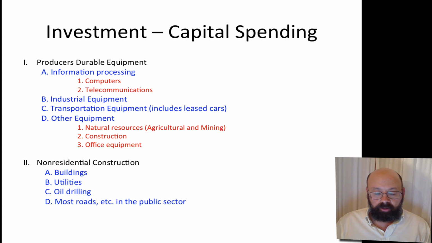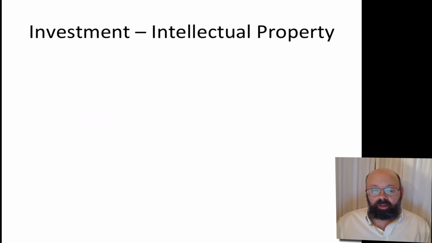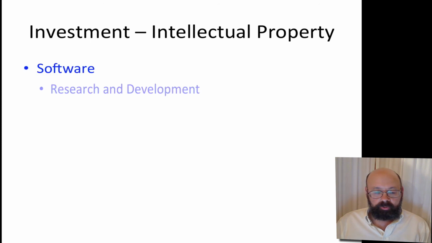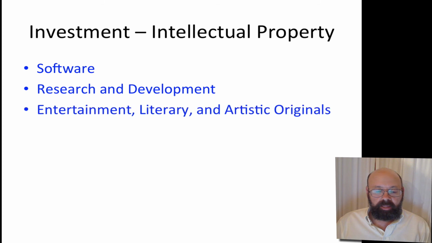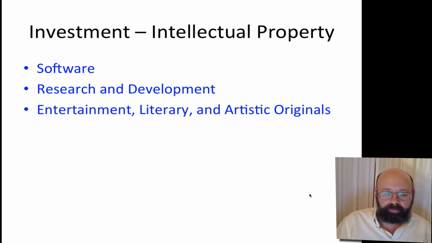in the public sector. Now, the third type of investment spending is intellectual property, and intellectual property includes software, research and development, as well as entertainment, literary, and artistic originals. It's interesting because if I was giving this lecture in 2012, intellectual property would not be included. Software, I believe, would fall under the equipment, business equipment rubric from the previous slide, but research and development, entertainment, literary, and artistic originals would not be included in GDP.